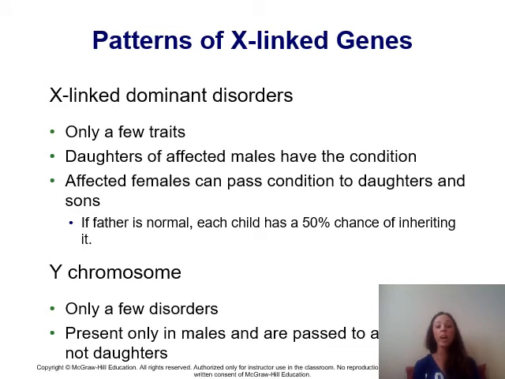There are very few X-linked dominant disorders, and some of the patterns shown with these disorders are that the daughters of affected males will have the condition. Affected females can pass the condition on to daughters and sons. And if the father is normal, then each child has a 50% chance of inheriting it. There are also only very few Y-linked disorders. Some patterns shown with Y-linked disorders are that they will be present only in males, since only males will have the Y chromosome.